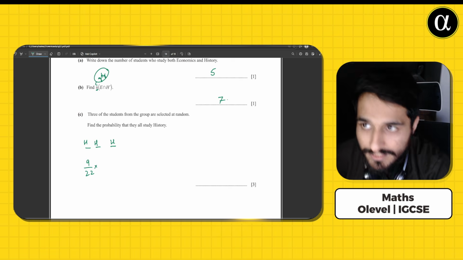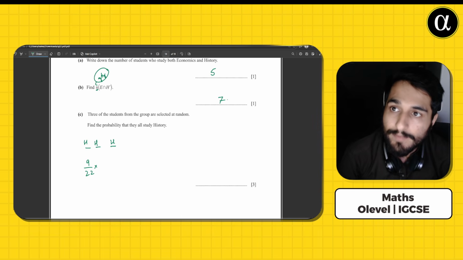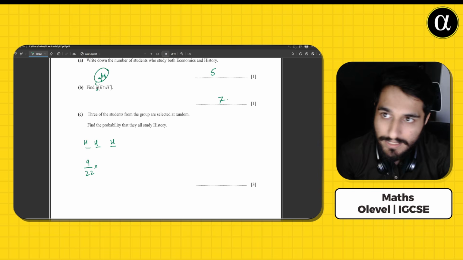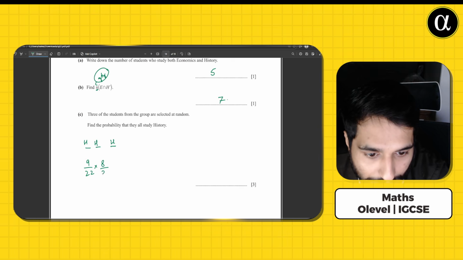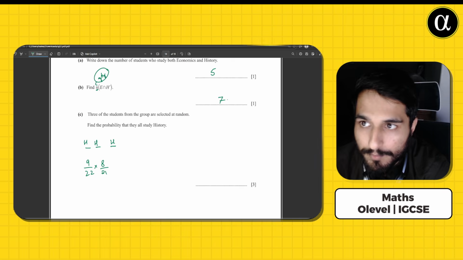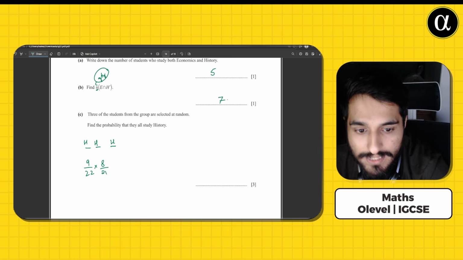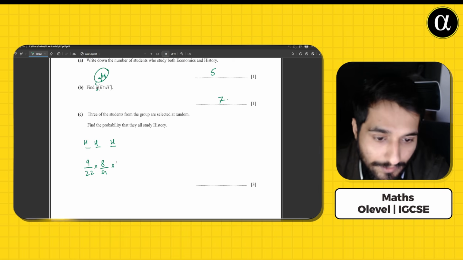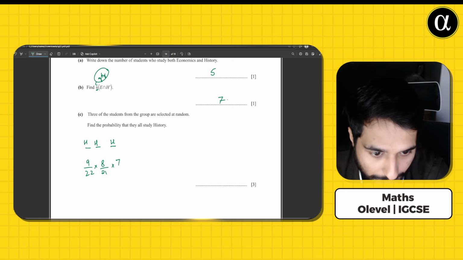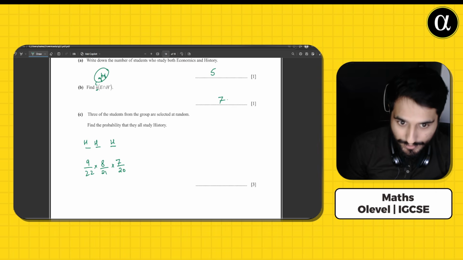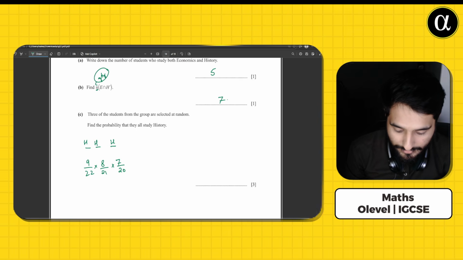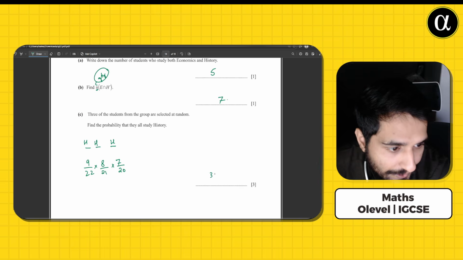But when we select a second student, the case is going to be without replacement, because if you're selecting a student, that option wouldn't be available for us anymore. So hence it's supposed to be multiplied with 8 over 21. The student of history would be removed from the total and from history itself. And when we select a third student, the same concept will be applied, and hence it would be 7 over 20. So the probability for this case is going to be 9 into 8 into 7 upon 22 into 21 into 20, and the answer turns out to be 3 over 55.